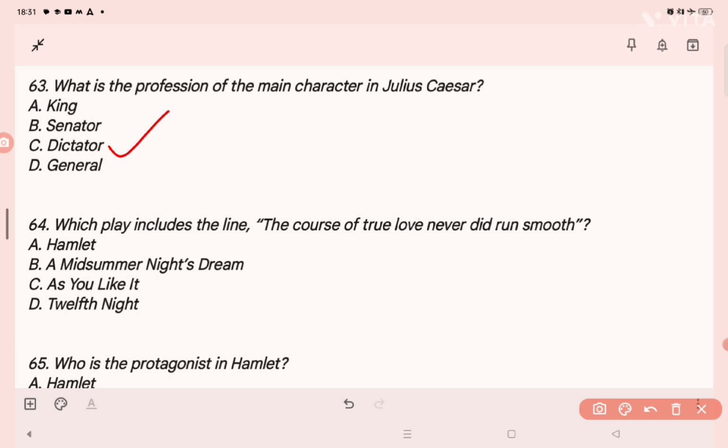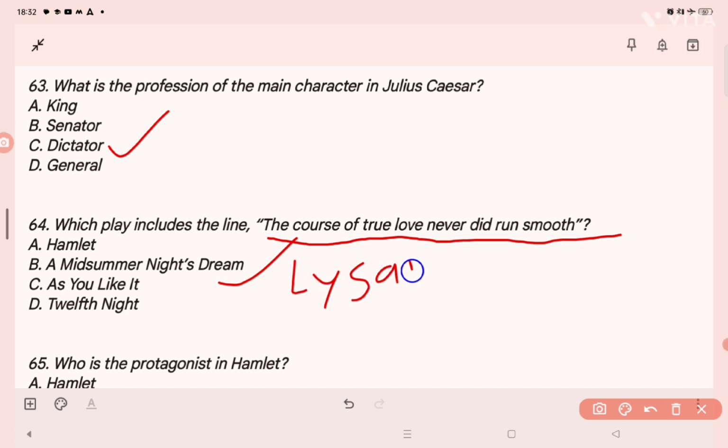Which play includes the line "The course of true love never did run smooth"? Option B, A Midsummer Night's Dream. This line is spoken by Lysander, Act 1, Scene 1.